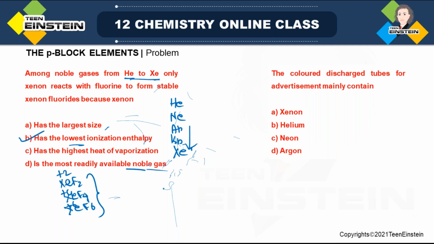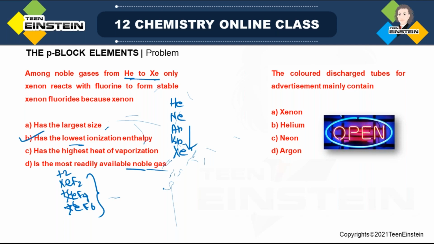The color discharge tubes for advertisement mainly contain which of these noble gases? Now all these 4 examples are noble gases: xenon, then helium, neon and argon, right? Now we have already seen all the colors in the first slide, and there we have seen that for neon the color is most intense, right? So that is why neon is used for this type of advertisement, and the color is highly intense red. So this will be the correct option.